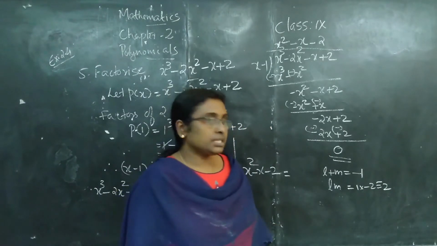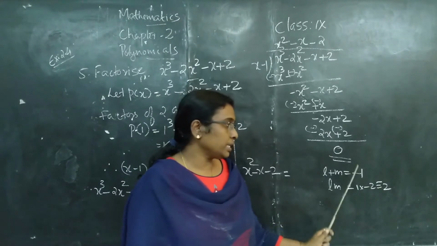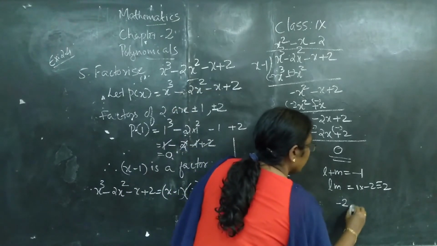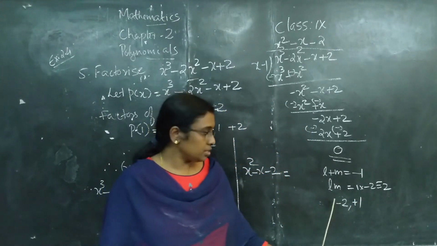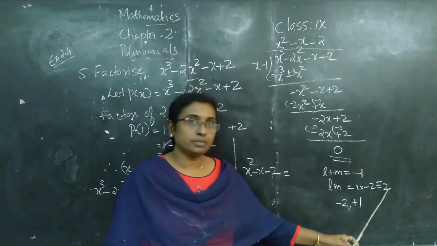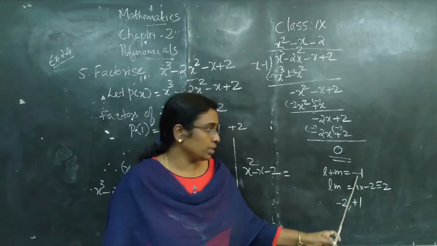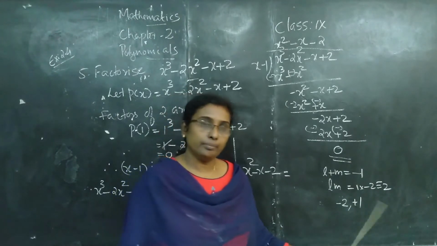What are the two numbers whose product is minus 2 and sum is minus 1? The numbers are minus 2 and plus 1. Look here. What is minus 2 into plus 1? Minus 2. The product of these numbers is minus 2. The sum of these two numbers is minus 1. So, the numbers are minus 2 and plus 1.